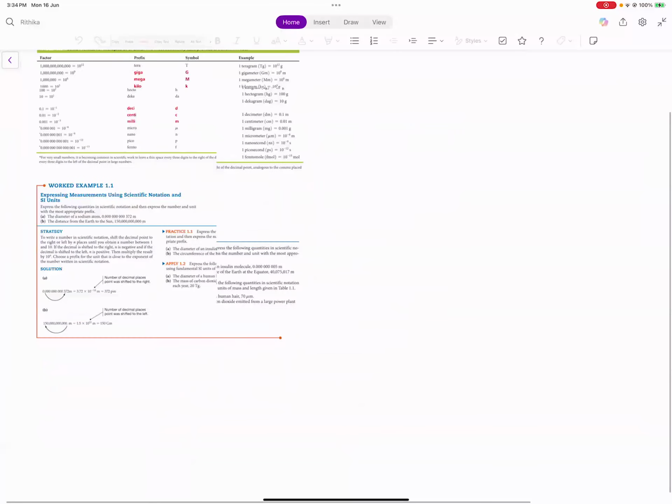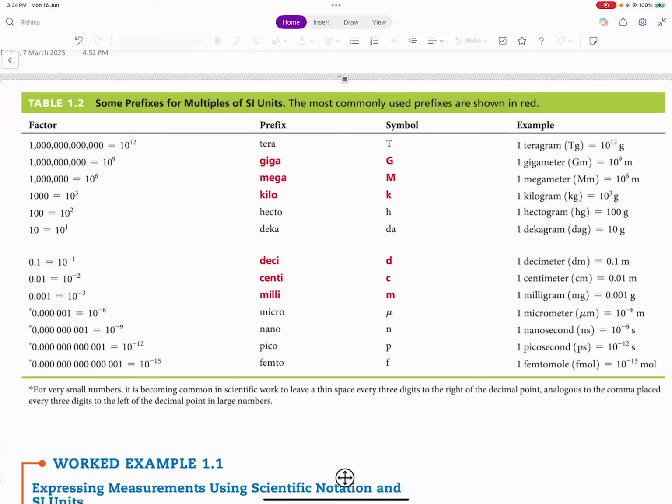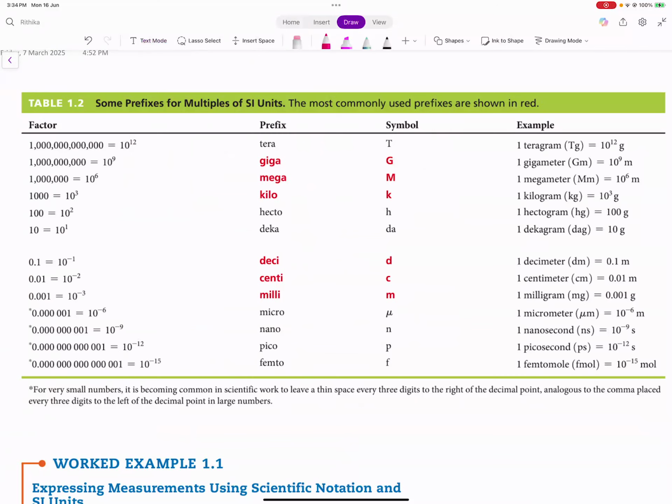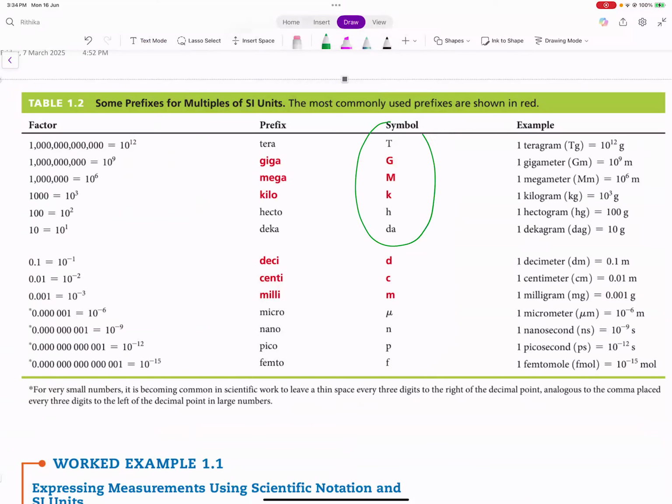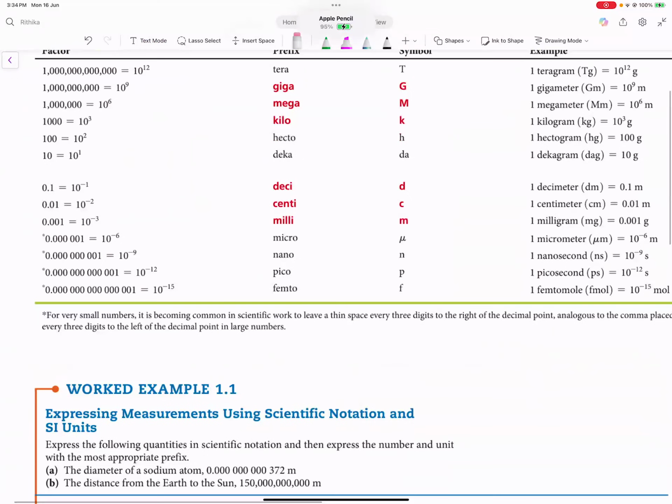Again, Ritika, these things are again, 1 tera is 10 to power 12. So teragram means 10 to power 12 grams. 1 giga is 10 to power 9. Mega is 10 to power 6. And you can see all these symbols here. Clear? Okay. This is just information, so you can just go through them. Deci, centi, milli, pico, femto, right?